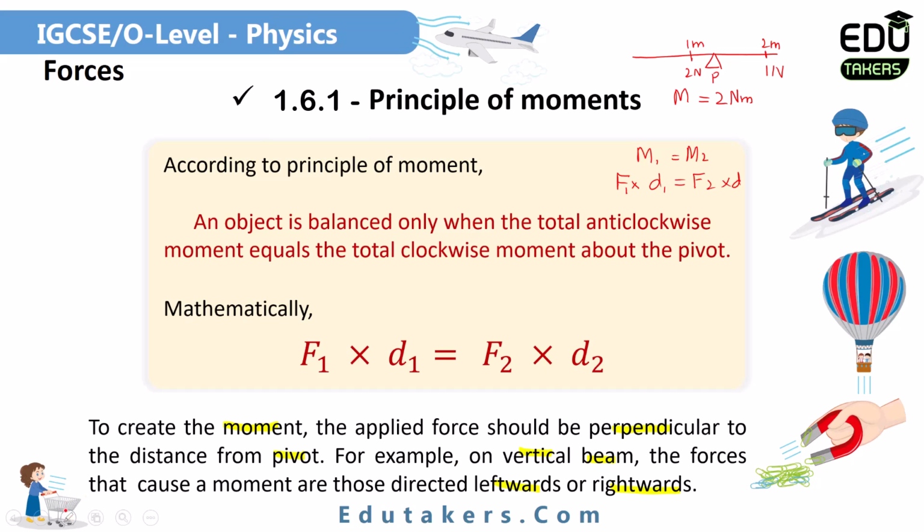So if I suppose, in this figure you can see the beam is horizontal. The forces basically act here in downward direction or they can act in upward direction. They always have to act perpendicular to the beam. If I suppose that the beam is vertical, then in this case the forces can act towards left or towards right, so that both of these are perpendicular here. This is basically the necessary condition to create the moment, that the applied force should be perpendicular to the distance from the pivot.